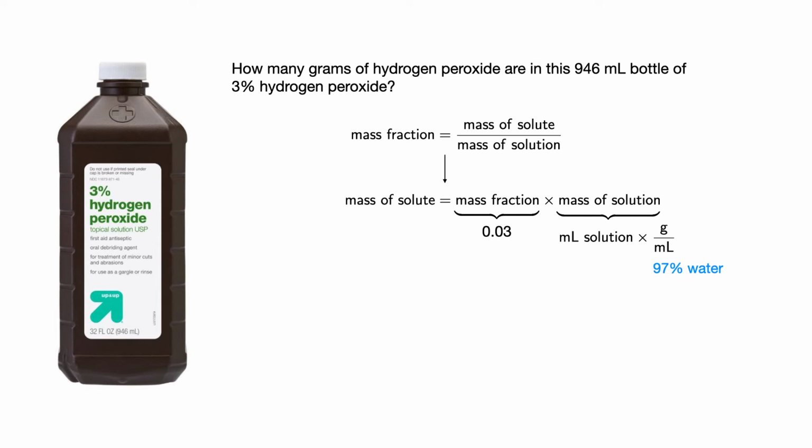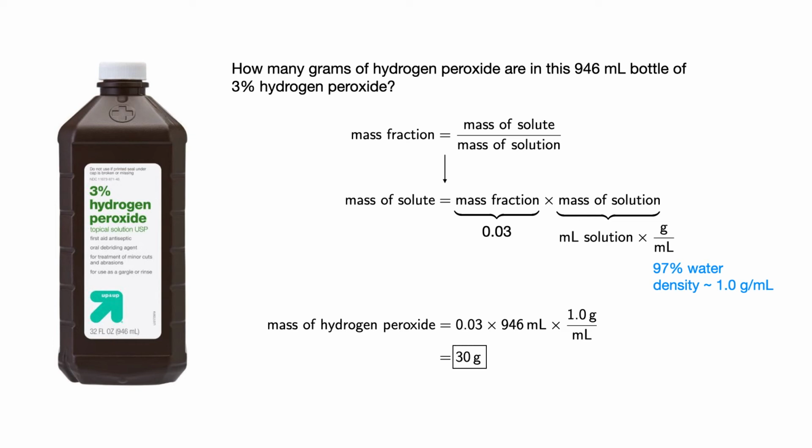And so this is mostly just a solution of water, and so we can expect that the density of this solution is going to be pretty close to the density of water. And so we can expect that it's going to be about 1.0 grams per milliliter. So using that as our estimate for the density, the mass of our solute hydrogen peroxide is going to be the mass fraction 0.03 times the volume of the solution times the density. So we've got 0.03 times 946 milliliters times 1.0 grams per milliliter. And when we multiply this out, we get that the mass of hydrogen peroxide in this bottle is about 30 grams.